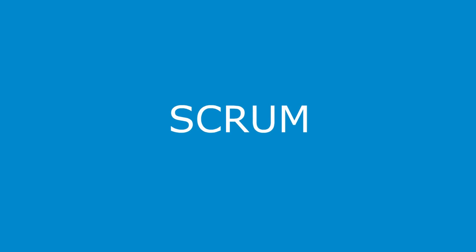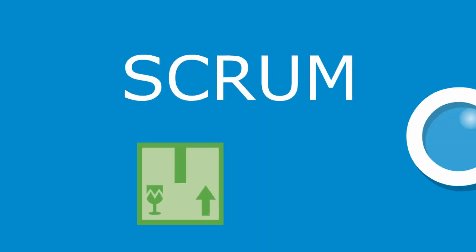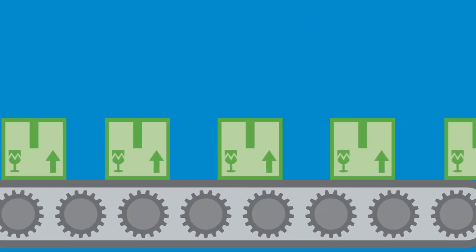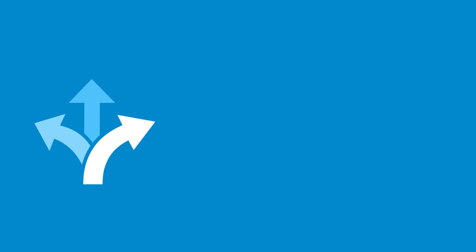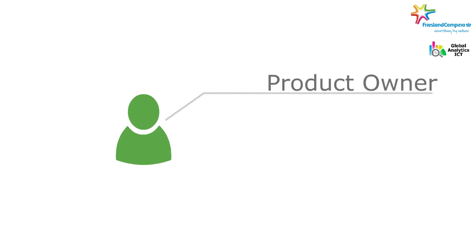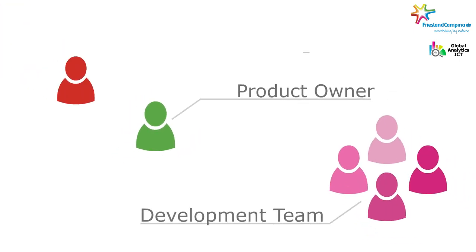What is Scrum? It is a simple inspect and adapt process framework to manage work on complex products. It is designed for flexibility, high quality, and high speed to market. There are 3 distinct roles: product owner, development team, and Scrum Master.